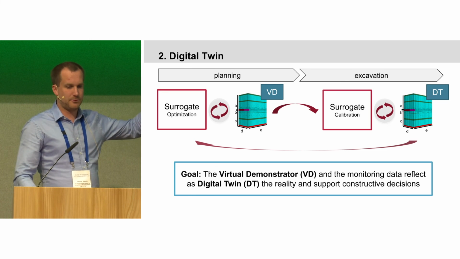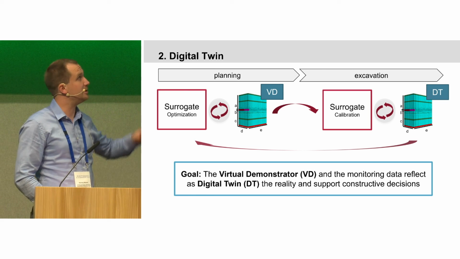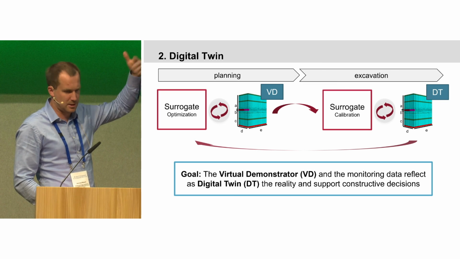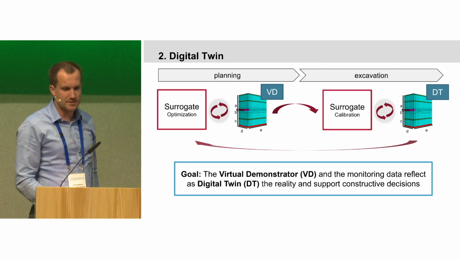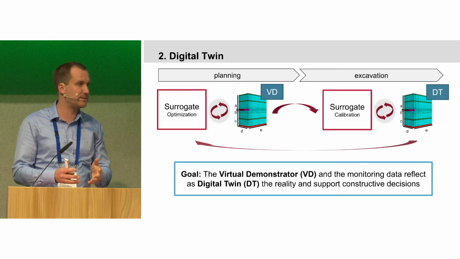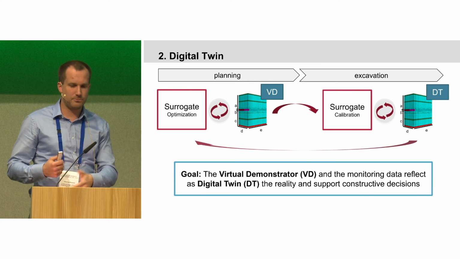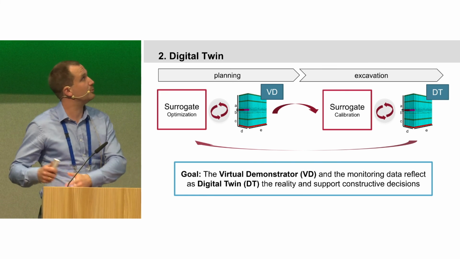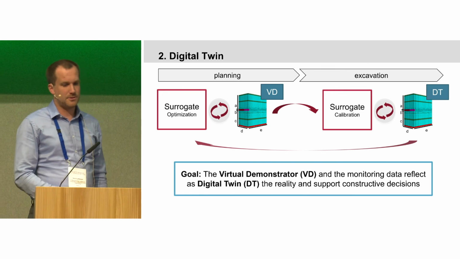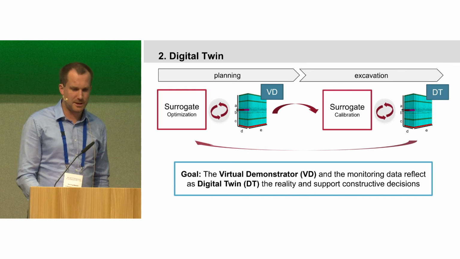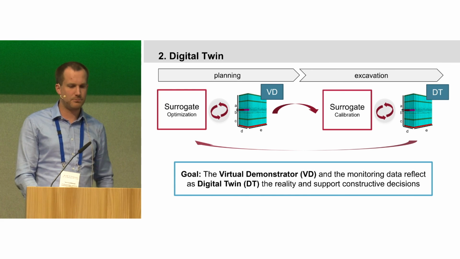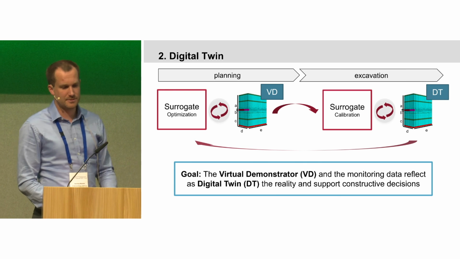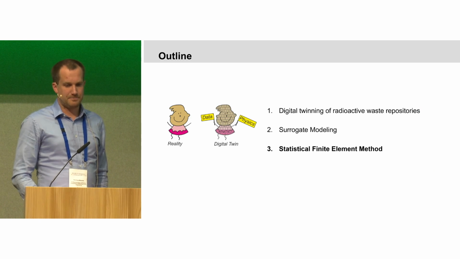Here's the concept. We have two different surrogates. In the planning phase, we needed to optimize our layout of the virtual demonstrator. Then we see that our virtual demonstrator deviates from the as-is model, and we use another surrogate for calibration after the excavation phase, and then we would have another optimization phase. So ideally, the virtual demonstrator and the monitoring data reflect the reality as a digital twin and support constructive decisions. This is the basic idea.